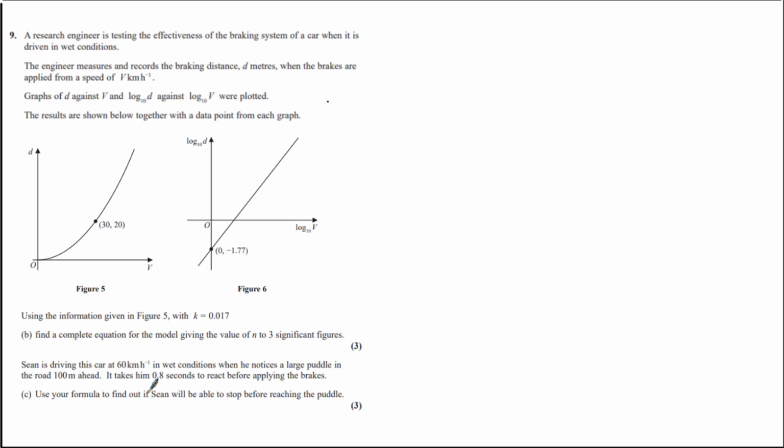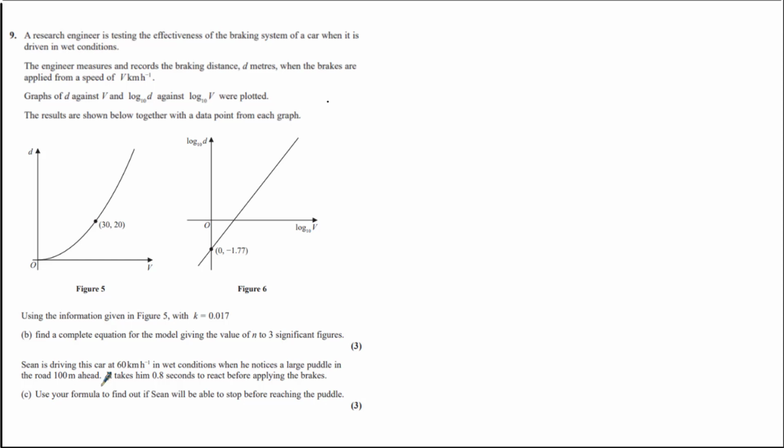So for this question, we need to work out the total distance traveled from the moment that Sean realizes that there's a large puddle 100 meters ahead to the moment he completely stops. If this distance is less than 100 meters, then we know that Sean will be able to stop before reaching the puddle. And if the distance we find is greater than 100 meters, then we know that Sean won't be able to stop before reaching the puddle.